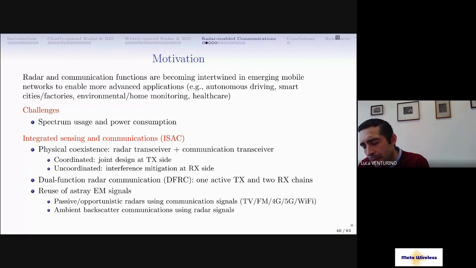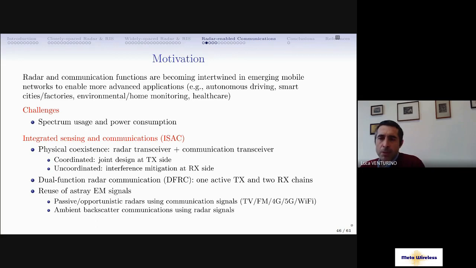There is another way to allow integration between these two systems, which actually exploits the use of electromagnetic signals that we already have in the environment. Along this line, we have seen that existing communication signals can be, for example, used to implement passive or opportunistic radars. And on the dual side, we could make use of existing radar signals to implement some form of ambient backscatter communication.